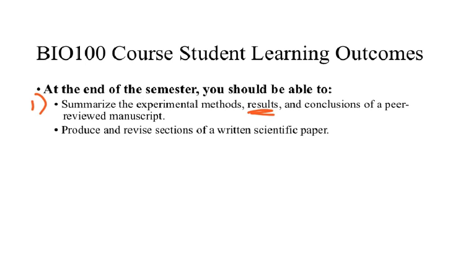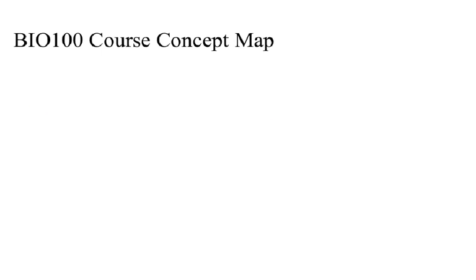And then the second thing you should be able to do, generally related to this course and to what we're talking about this week, is number 2, you should also be able to produce and revise sections of a written scientific paper. And so we're going to break that down for you, and again, today what we're going to be focusing on is this results section here. So how do you produce and revise a results section of a written scientific paper?